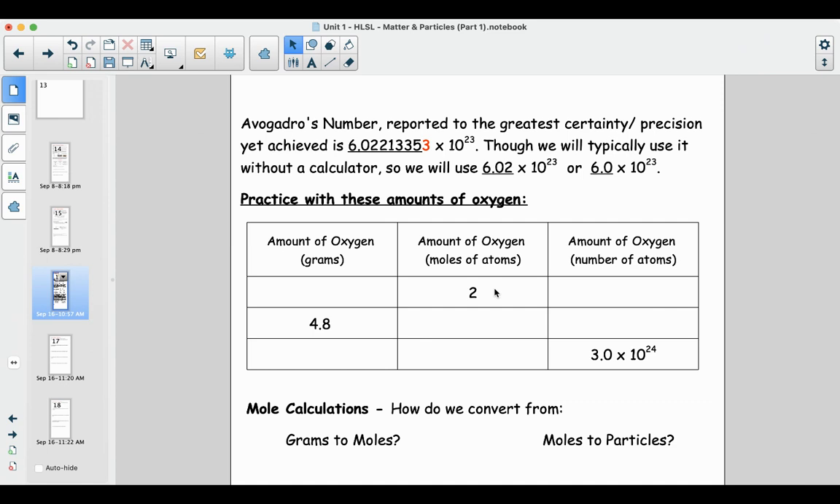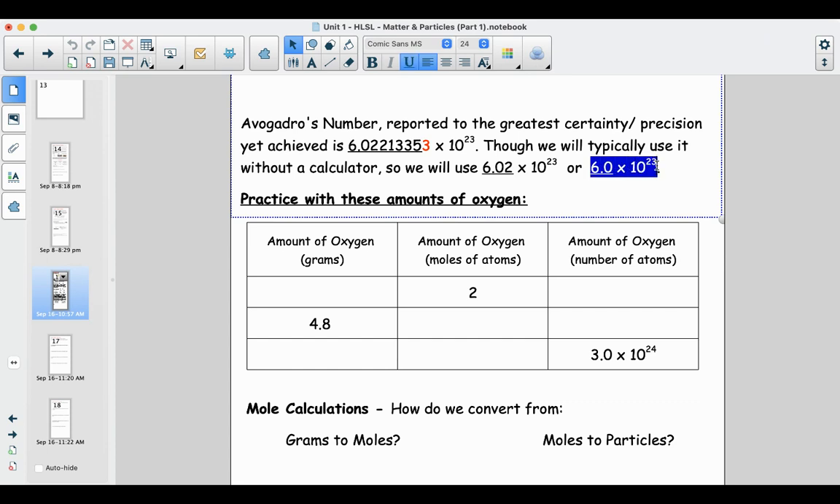So in 1 mole of anything, there are 6.0 times 10 to the 23rd things. So that's the number of particles in 1 mole. Now, it's just like having a bag. It's always going to represent that number of things, and we'll talk about where that number comes from in class. But for now, how do we use that in a calculation?